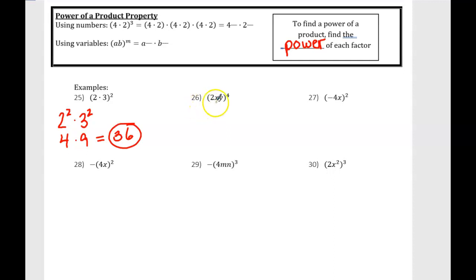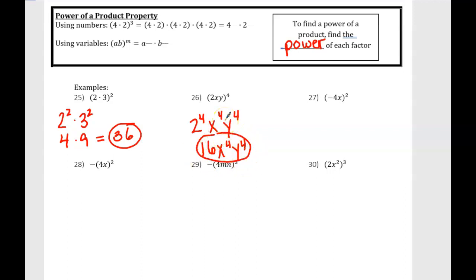All right, but 26, this is where we want to be careful. We're going to look at each factor. The first factor in the parentheses is a 2, and we're going to raise that to the 4th power. Our x is going to be to the 4th power, and our y is going to be to the 4th power. 2 to the 4th power is going to be equal to 16, so this is 16. You always want to evaluate out the coefficient, x to the 4th, y to the 4th.